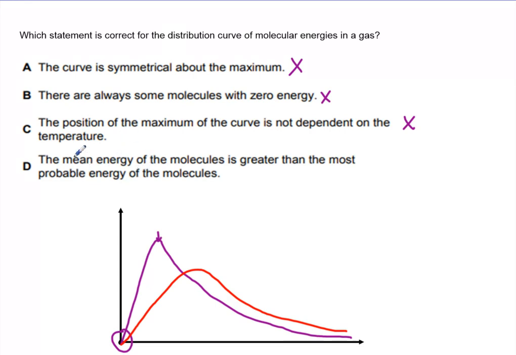Mean is where we add up all the different energy values and we divide by how many there are. The mean average would be somewhere around here. It would not be where the most probable, which is the most frequently occurring, which is this point here, the peak. So our mean is greater than the most probable. So D is the correct answer.